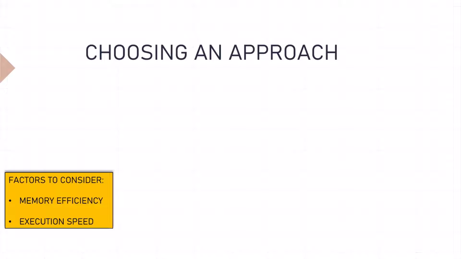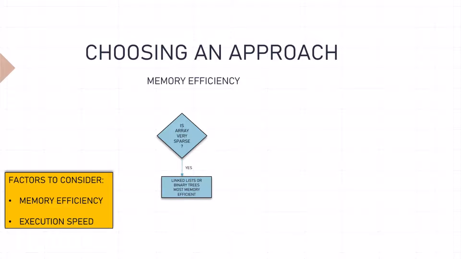Now let's talk about how we decide on which approach to use. Do we use a linked list approach, the binary tree approach, the hashing approach, or the pointer array approach? There are two factors we need to consider: memory efficiency and execution speed. Let's talk about memory efficiency first. For that, we'll ask the question, is the array very sparse? Meaning, do most of the elements have a 0 value? If the answer to that is yes, then we can just use linked lists or binary trees because they are the most memory efficient, considering that they will only allocate memory to the elements that are needed or used, right?